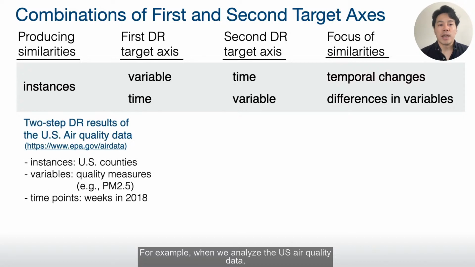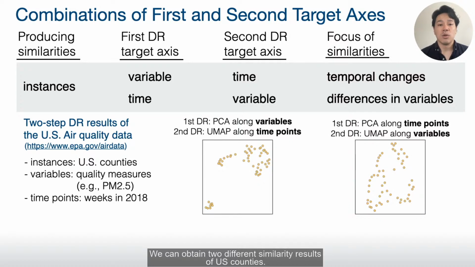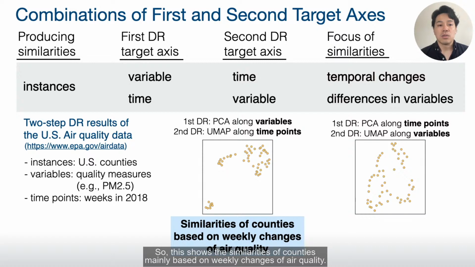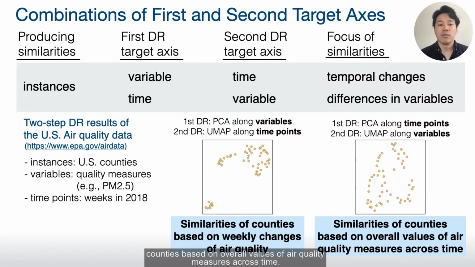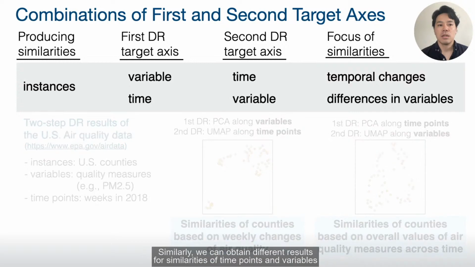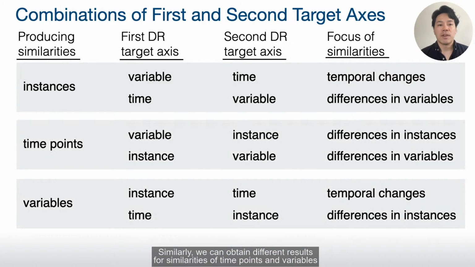For example, when we analyze the US air quality data, we can obtain two different dissimilarity results of US counties. On the left, the second dimensionality reduction is applied to the time axis. So this shows the similarities of counties mainly based on weekly changes of air quality. On the other hand, on the right, the second dimensionality reduction is applied to the variable axis. As a result, this shows the similarities of counties based on overall values of air quality measures across time. Similarly, we can obtain different results of similarities of time points and variables as well.